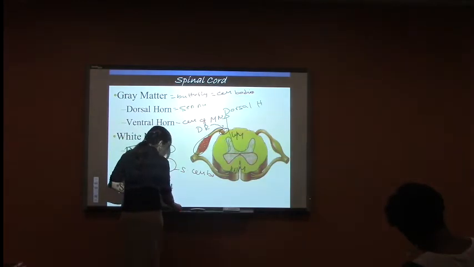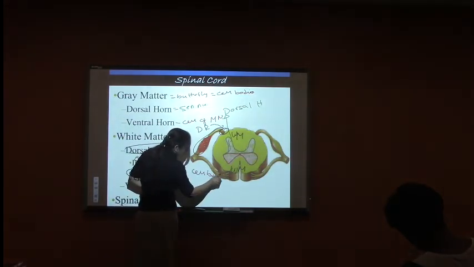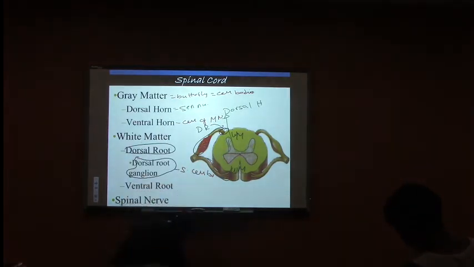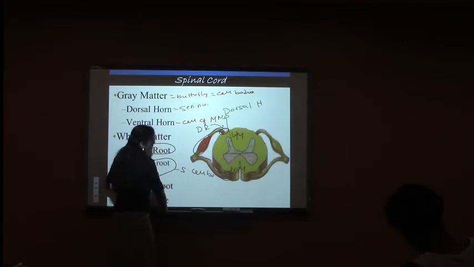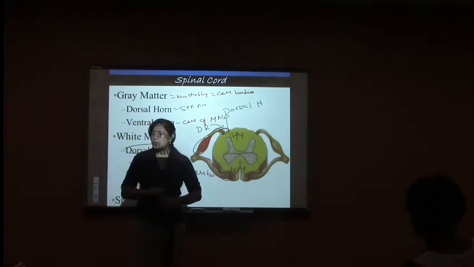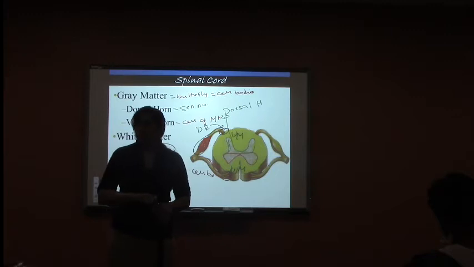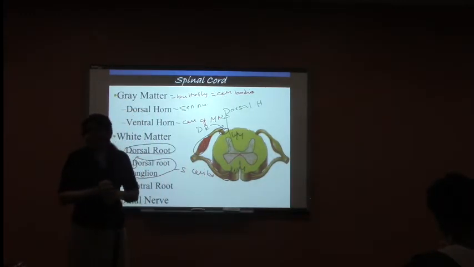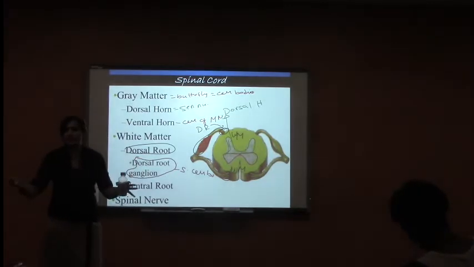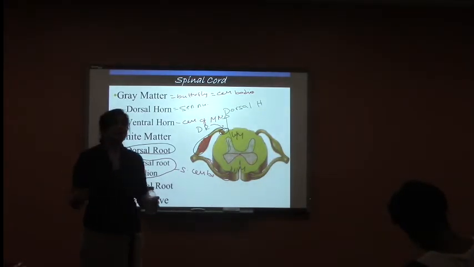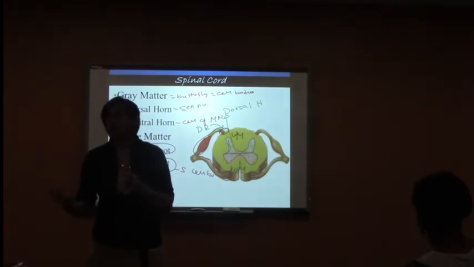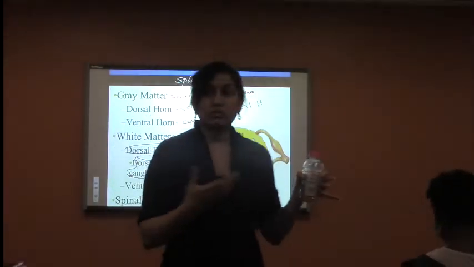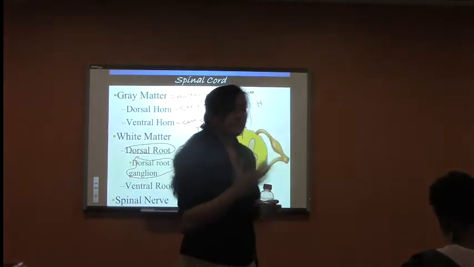Right here, we have a ventral root. This is a ventral root. Ventral root contains axons of what type of neurons? Motor. Does that make sense? Anytime you hear dorsal, it's sensory. Anytime you hear ventral, it is motor. If you're talking about the horn, it's cell bodies. If you're talking about the roots or the nerves, then it's white matter, or it's axons.